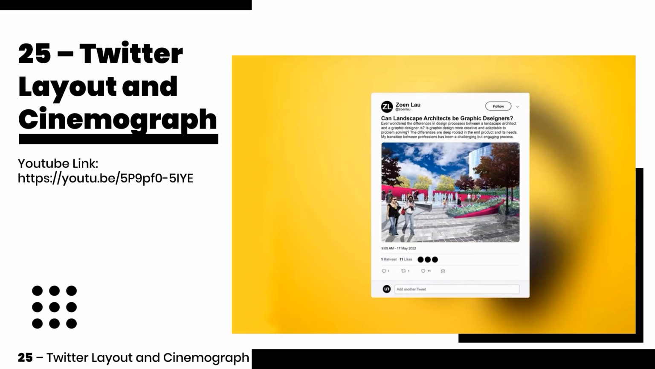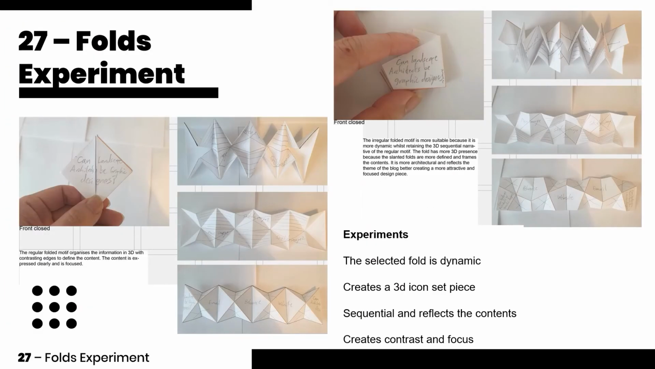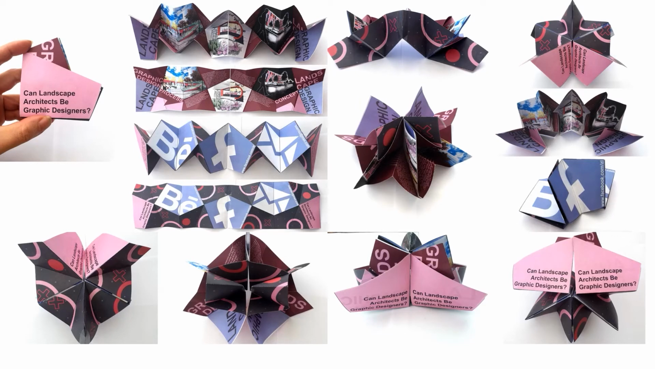The blog was reformatted into a Twitter post with a cinemagraph which animates the clouds and the water feature to engage viewers. The blog was developed into a 3D design piece which can be folded to enhance the blog. The design process started with the selection of 2 motif folds and experimentation of each fold to find the best design. The final design uses contrast and 3D folds to create a sequential design piece which creates an icon through the sculptural paper folds.